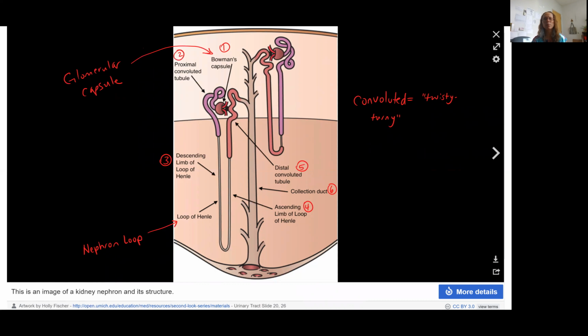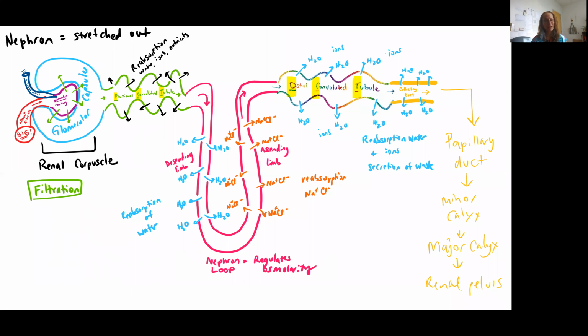But remember, they're named based on the order of how the fluid gets there. So it starts at the glomerular capsule or Bowman's capsule, moves next to the proximal convoluted tubule, down the descending limb of the nephron loop or the loop of Henle, up the ascending limb of the nephron loop, and then to the distal convoluted tubule. From there, it makes its way to the collecting duct. The collecting duct then is going to be dumping into what's called the papillary duct.